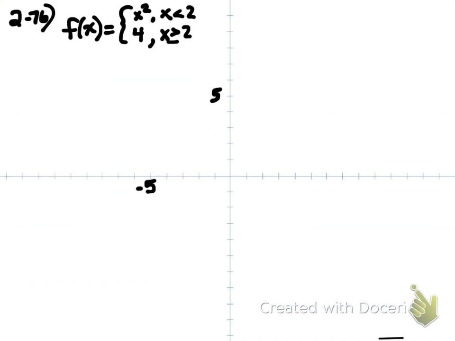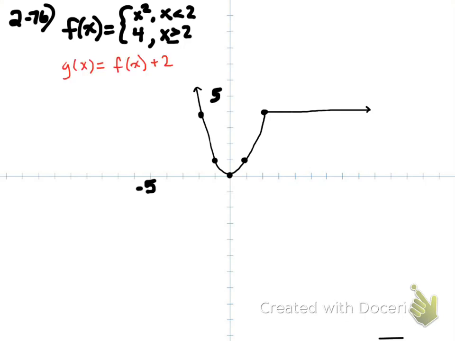On 276, we're having to graph the f of x function. So I'm graphing the parabola first, open circle at 2. So when you plug in 2 into x squared, you get 4. And then I'm going to have that arrow going on towards negative infinity, and then that's a constant at 4 for those values that are less. So this is f of x.